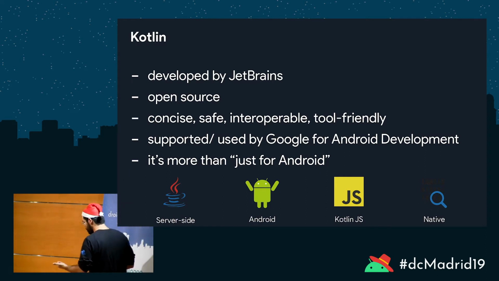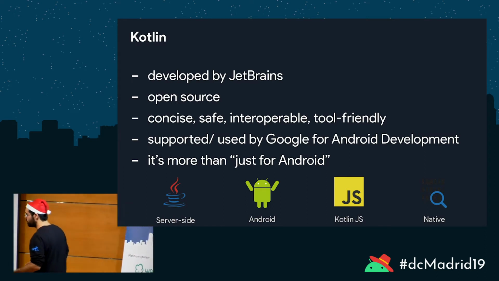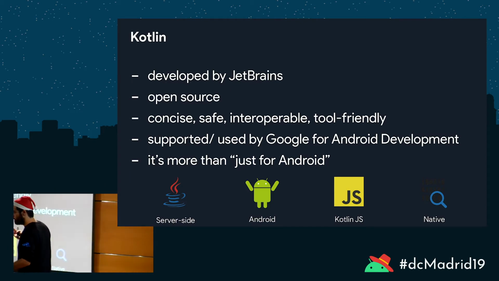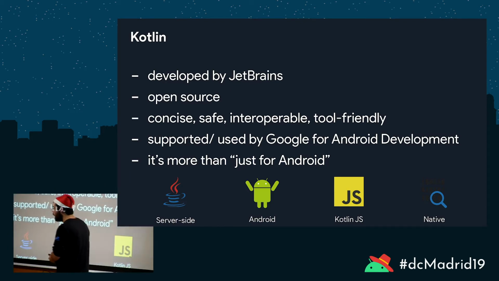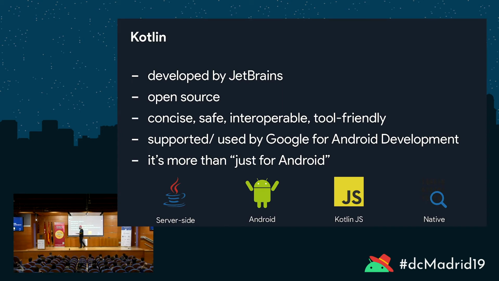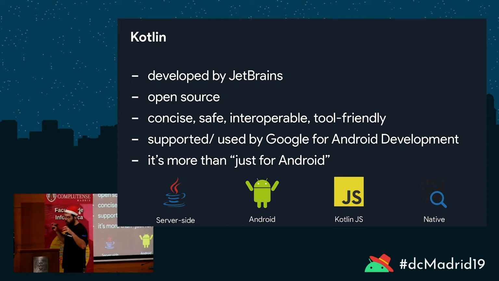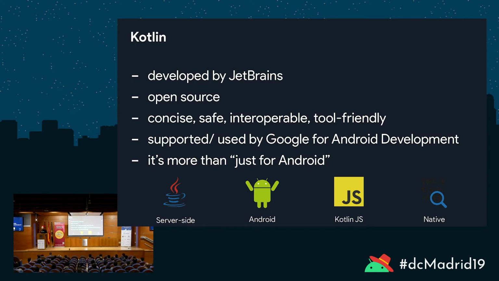So Kotlin is developed by JetBrains. It's also the team that develops your main IDE for Android, Android Studio. It's open source. You can make feature requests. You can ask for a lot of features. And it's more than just for Android, meaning you can have it on native, on the web, on the server. It also has a lot of features that are really, really good.